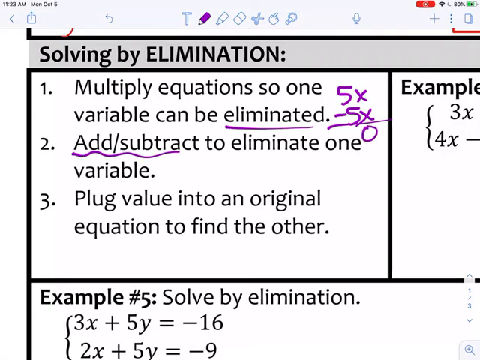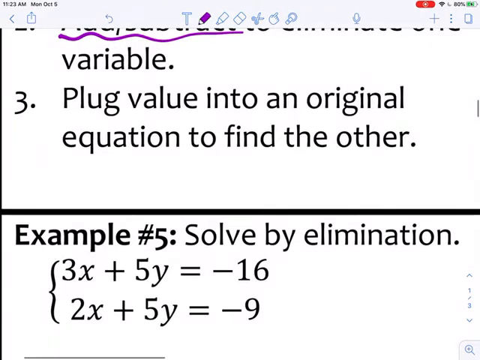So then we're going to add or subtract to eliminate one of these variables. And I'm going to make a little note about a trick here, and then we're going to solve. So when I add the equations, my variables have to be opposite signs.